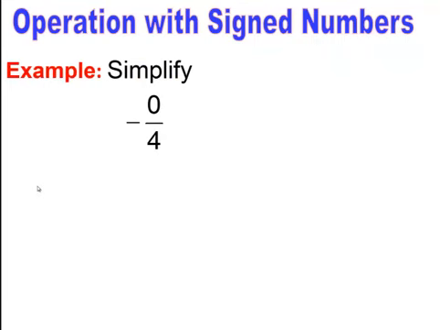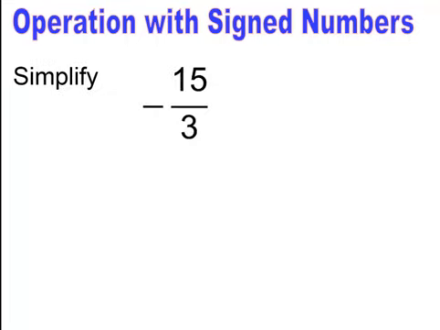So note in this example, I have a negative 0 divided by 4. Well, you can divide a number into 0, because when you multiply by 0, you end up with 0, and it's going to equal 0. But you can't divide 0 into a number. 0 does not go into 2, so it's undefined. So when you're dividing by 0, it is undefined.